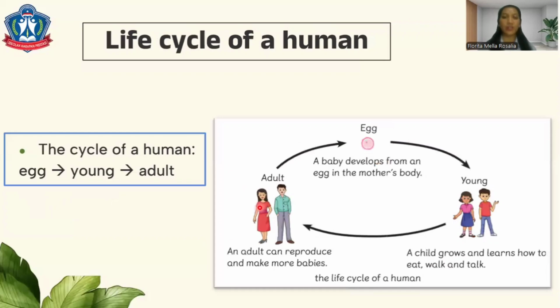Now, let's talk about the life cycle of a human. Human starts from the egg. A baby develops from an egg in the mother's body. And then they will grow into the young. A child grows and learns how to eat, walk, and talk. Later, the young here will grow into the adult. An adult can reproduce and make more babies.